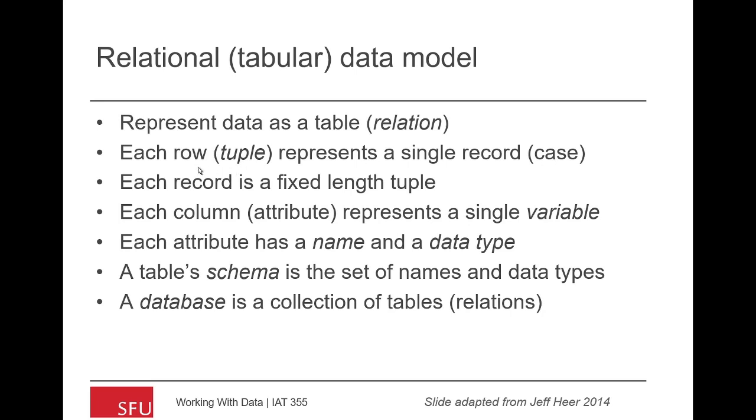Each row in the table, or tuple in the table, represents a single record or data case. And each record is a fixed length tuple. A tuple in this case is a series of numbers or strings or whatever it is with information about what each of those things is. Each column or attribute in the table represents a single variable, and each attribute or column has a name and a data type associated with it, string, ordinal, nominal, whatever it may be. The table's schema is the set of names and data types.